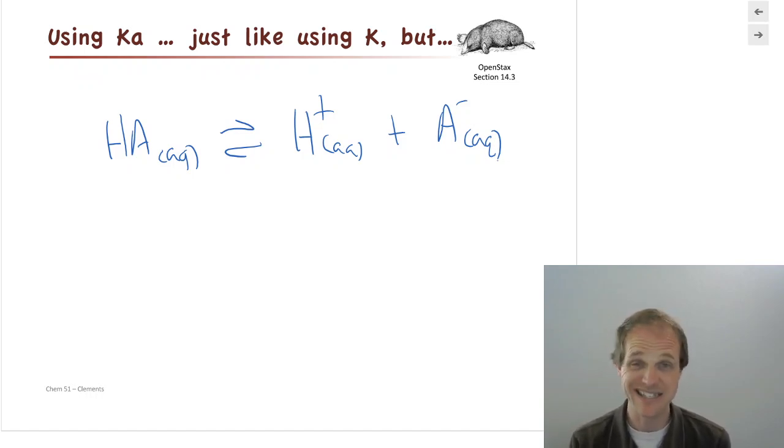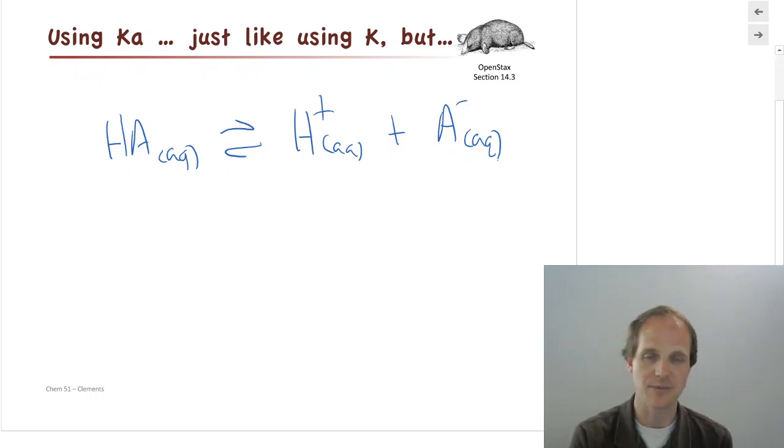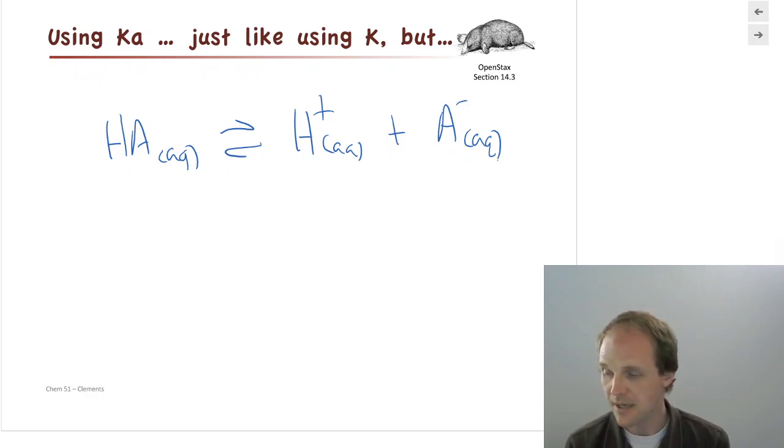If our acid was acetic acid, C2H3O2, our A would be C2H3O2, and at the end we'd have C2H3O2 A-. Now, since this is equilibrium, we said we're just going to use ICE tables to solve all these kinds of things, but we have to be aware of one more thing.